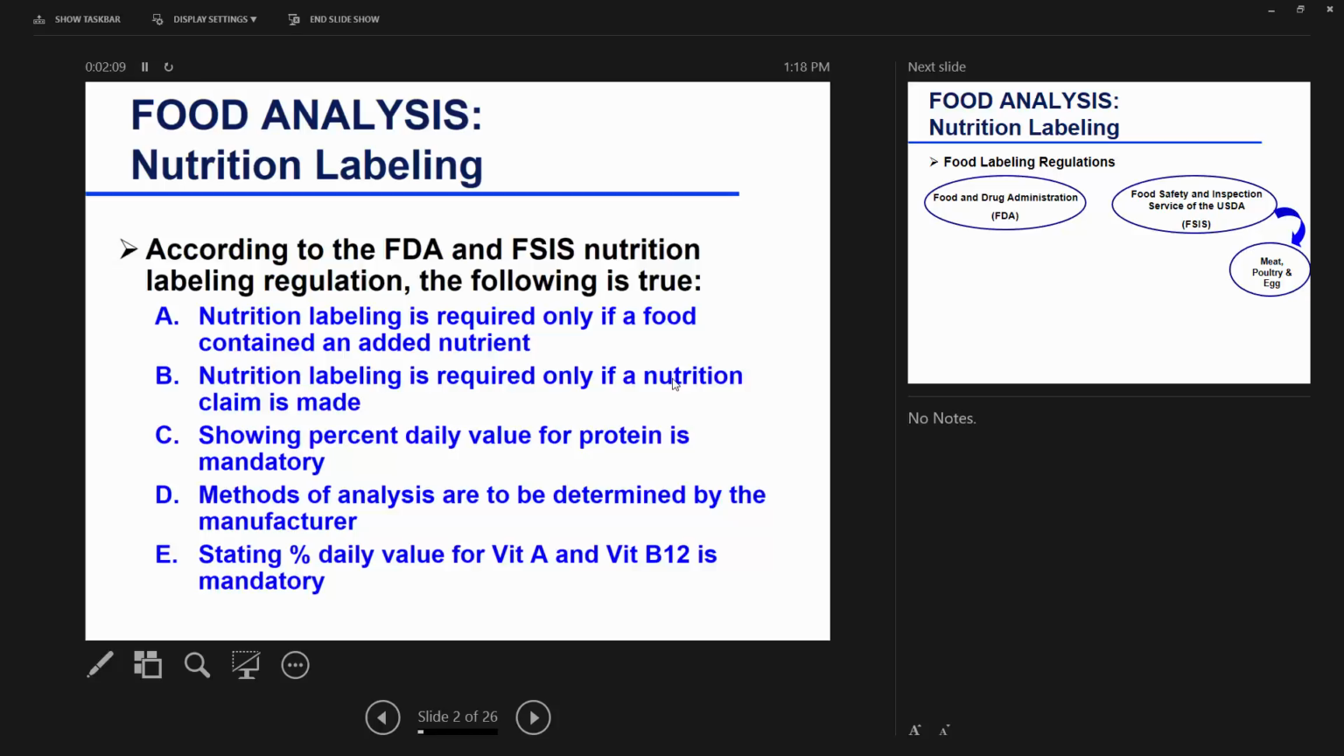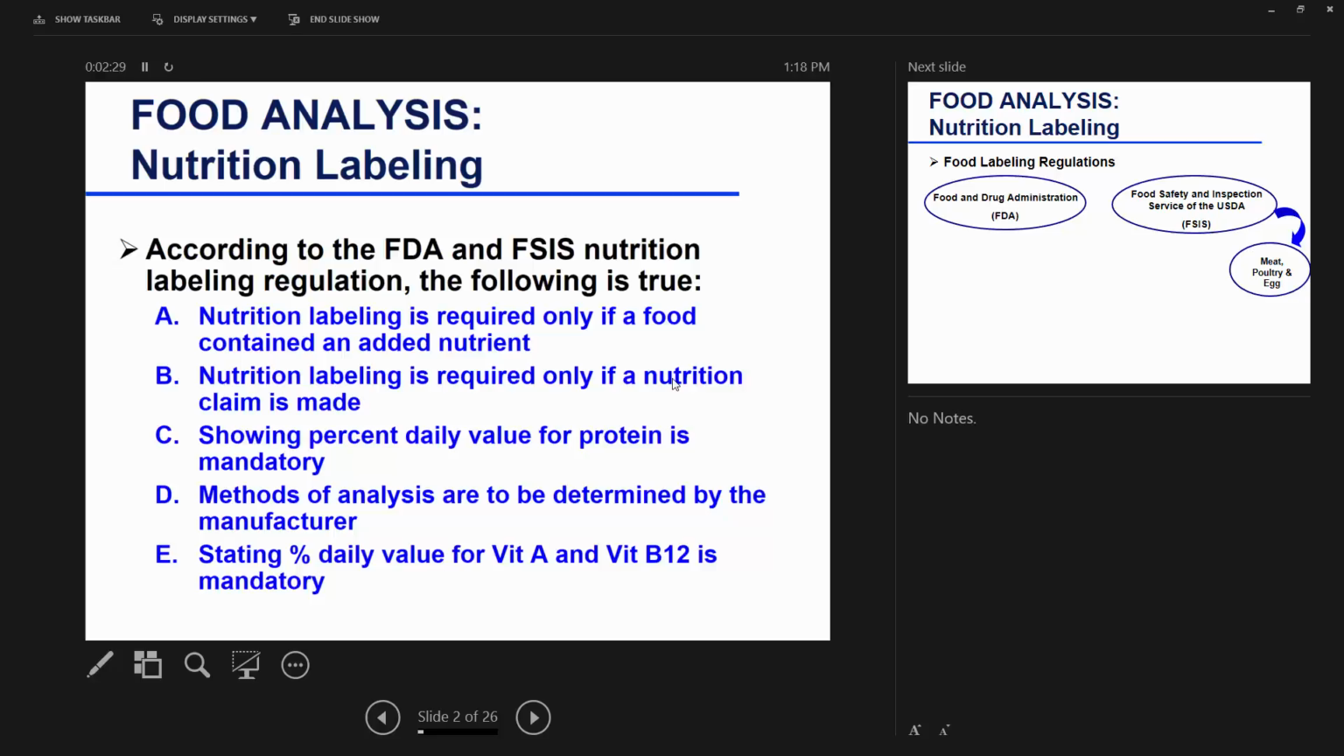But anyway, so no, it's changed now. Nutrition label is required only if a nutrition claim is made. That's also in the 1973 regulation. Showing percent daily value for protein is mandatory? No, only if you're making a claim or if it's for children's food or for athletes.